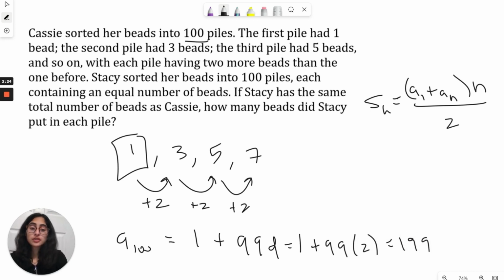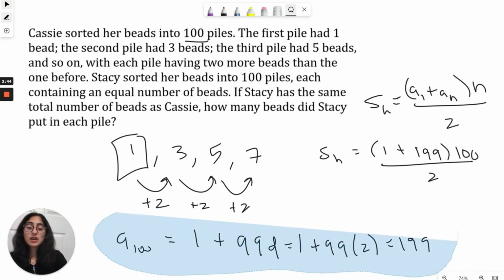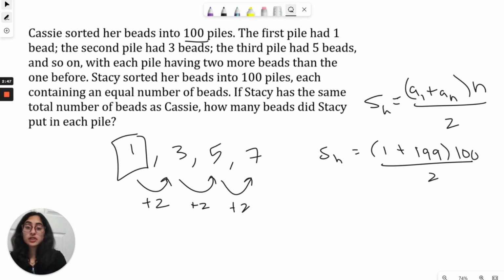So now we know our first term and our last term. Our number of terms, of course, is just 100 because there's 100 piles. So we can plug all of that into this formula. So a of 1, our first term, is 1, last term is 199, number of terms is 100, over 2. So this ends up being 200 times 100 over 2. So when we multiply all this out, we get that the sum of the first 100 terms is equal to 100 times 100, which is equal to 10,000. So yeah, there are 10,000 total beads.